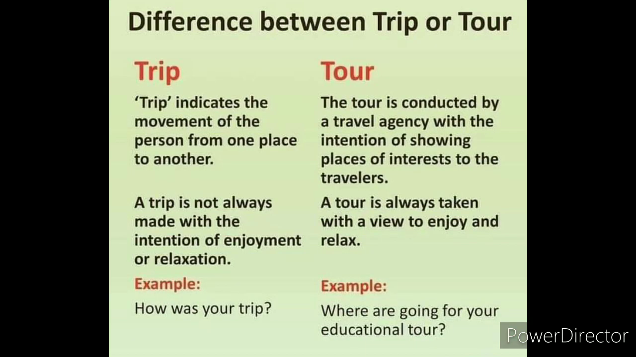So the fourth card is about the difference between trip and tour. So let's see first of all, what do we mean with trip? Trip indicates the movement of the person from one place to another. For example, if I travel from Fez to Rabat, so this is a trip. But we have to pay attention that trip is not always made with the intention of enjoyment and relaxation, which means it can be a trip of work. I travel to another city or to another country in a trip of work, okay?